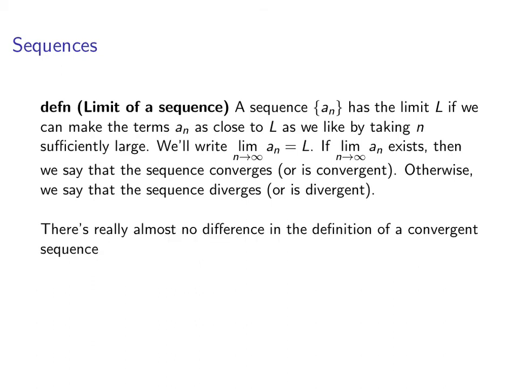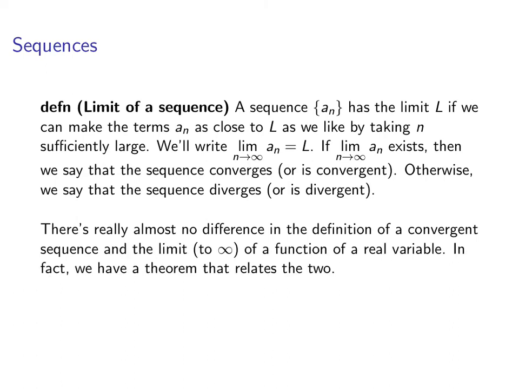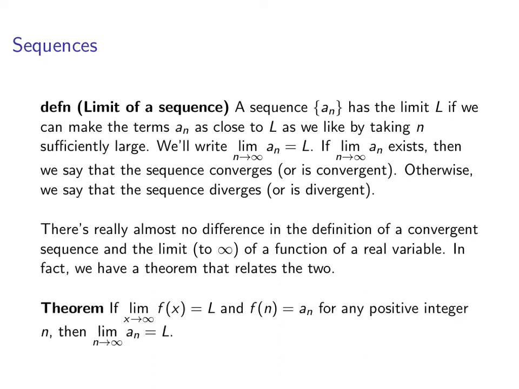Now really, there's very little difference between the definition of a convergent sequence and the limit at infinity of a function of a real variable. And in fact, the nice thing is that we have a theorem that relates the two, and this is going to be very useful later on. So the theorem says that if you have a function of a real variable, and that function has a limit L as you go out to infinity, and then when you plug in some positive integer, you get this sequence, then the limit of that sequence is also equal to L.